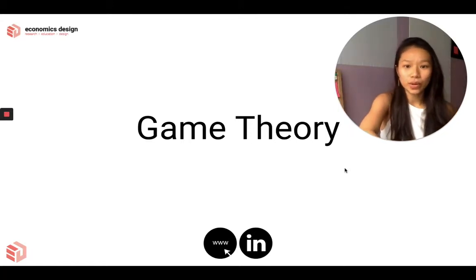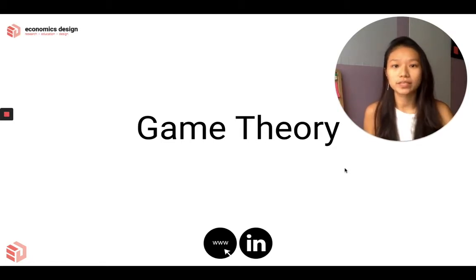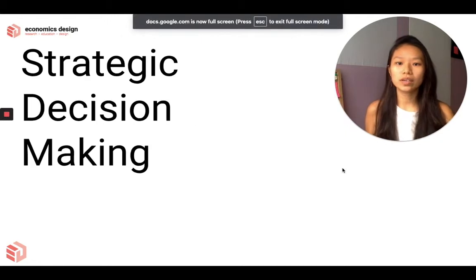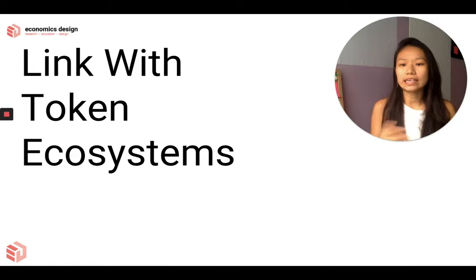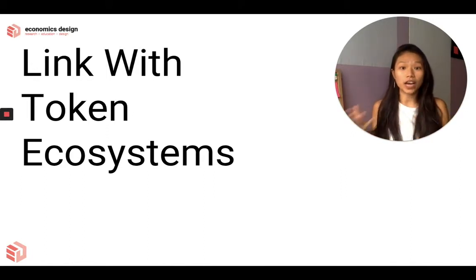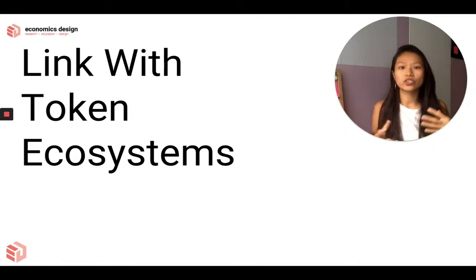We did a very quick recap, and if you have not watched the first video, I'll just link it in the comments. So game theory is basically just strategic decision making, and what we want to do is really to analyze the behaviors and outcomes of this strategic decision making. So it's linked to token ecosystem because we want to understand how people behave, what's the outcome of their actions, and from there we want to understand what kind of mechanisms or governance we can put in place to ensure that their behaviors are in line with what we want.